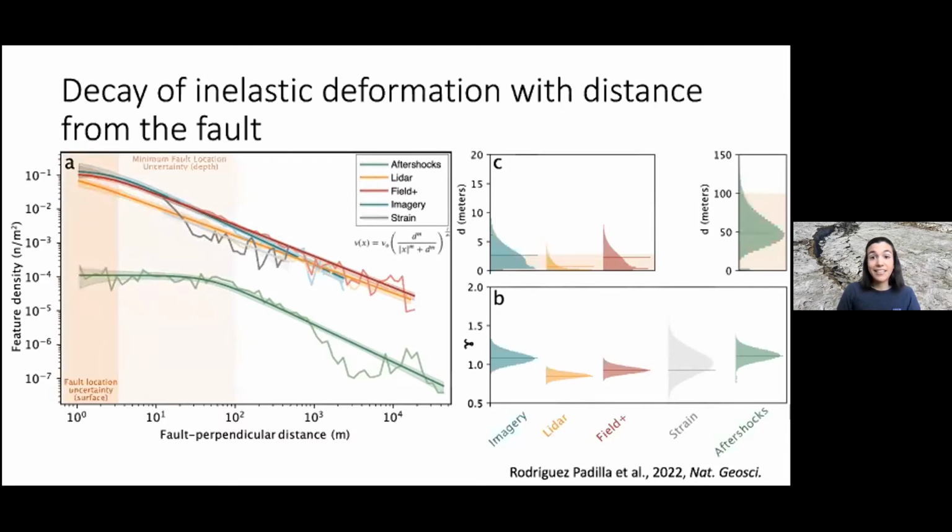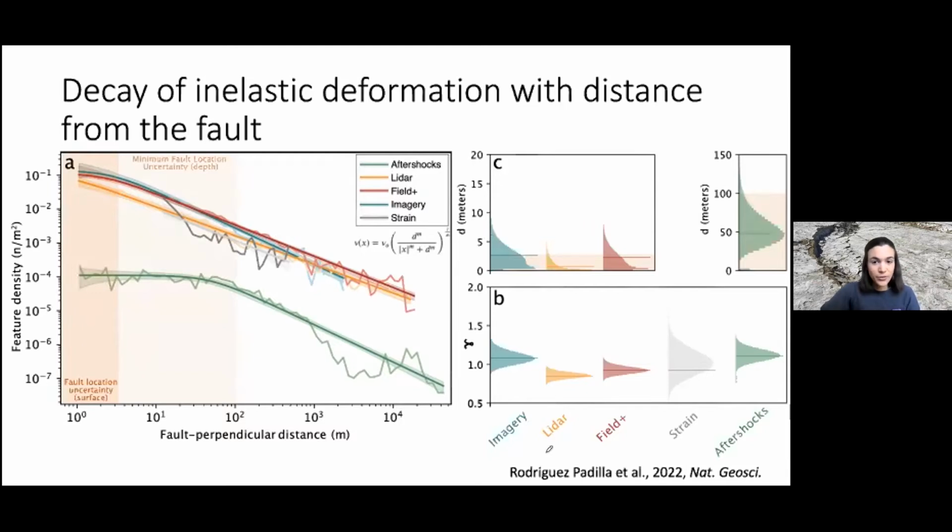Okay, we're now going to take a look at the distribution of parameter D. Panel C shows the maximum likelihood values of D, which is, as I mentioned earlier, this break in scaling, this end of the flat section of the curve. We also added the uncertainty in the fault location at the surface and at depth to the plots, shown by the orange shading in the back.